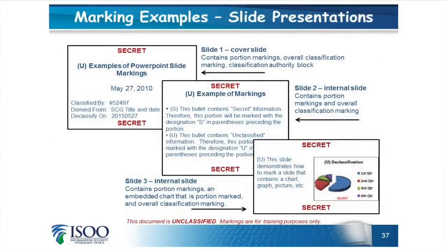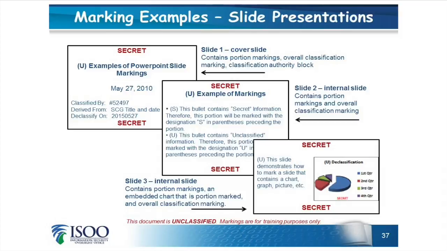This is an example of a slide presentation and shows how the different slides would be marked. Slide 1 at the top is your cover slide. The title is portion marked, and the overall classification of the presentation as a whole is annotated at the top and bottom. The classification authority block is on this slide. Slide 2 shows an internal slide. It contains the appropriate portion markings and the overall classification. You have the option of marking the internal slides with the overall classification of the presentation or marking the overall classification of each individual slide.